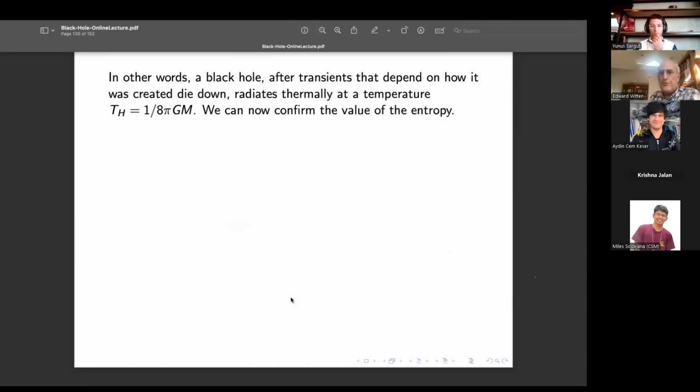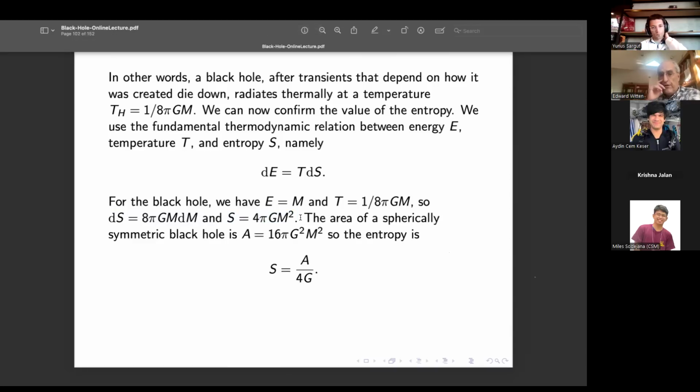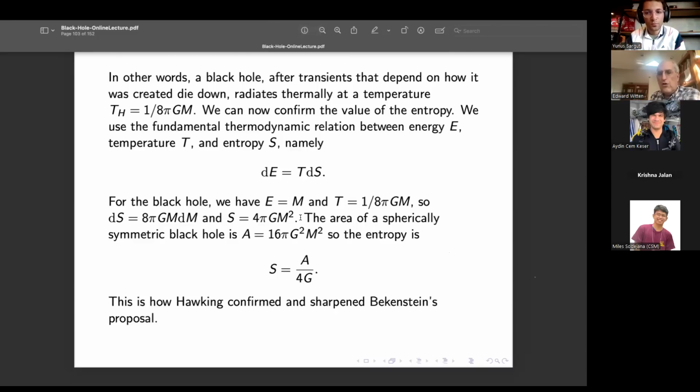We can now also confirm the value of the entropy. Using the relation dE equals T dS, for the black hole E is M, and we learned that T is 1 over 8 pi GM, so dS is 8 pi GM dM, and assuming that S is 0 when M is 0, we integrate to learn that S is 4 pi GM squared. But the area of a spherically symmetric black hole we computed at the beginning to be 16 pi G squared M squared. So the entropy is A over 4G. So that's how Hawking confirmed and sharpened Bekenstein's proposal.